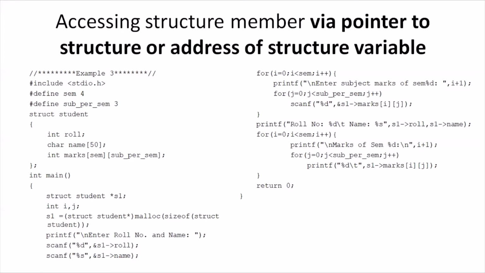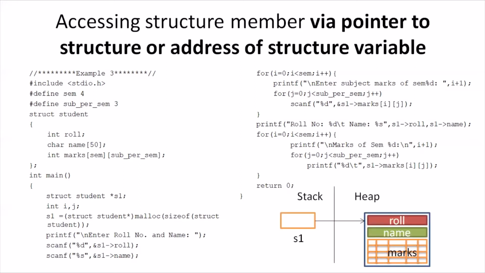In the heap memory, space has been assigned for the individual members of the structure like the roll, name, and the marks. Accordingly, we can store data in the structure members using ampersand S1 arrow roll, ampersand S1 arrow name, and ampersand S1 arrow marks. Here, the arrow operator allows us to access the members of the structure variables which are actually located in the heap memory. Finally, when we want to display the content of the variable, we can again display them using the pointer S1 and using the arrow operator.